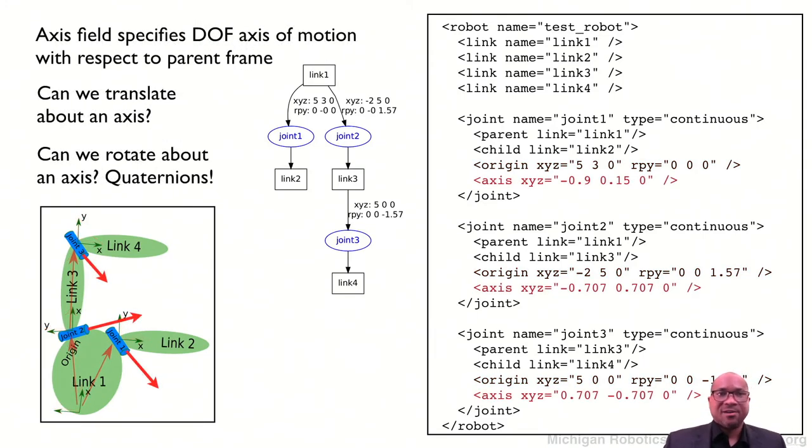Then we also have an axis field, which specifies the axis of action for a particular joint. This would be the axis that our joint would rotate about, or if it's a prismatic joint, the axis of translation for the joint, how it's going to extend. We'll get to in the next lecture how we can translate about an axis, but also how we can rotate about an axis as well. And this will motivate our use of quaternions to represent the motion of motors about an axis.